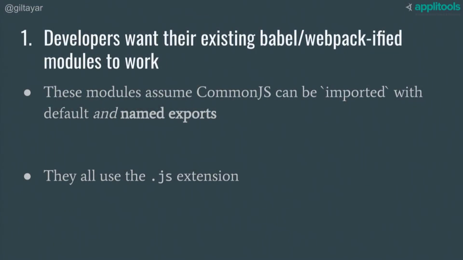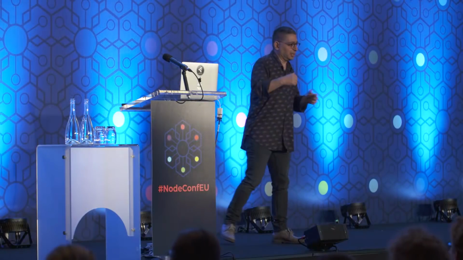Unfortunately, there are three main problems, as I see them. I think other members will see other problems. First of all, developers want their existing Babelified and Webpackified modules to work. They want the JS extension. They want to import transparently CommonJS modules, just like they do today with Babel and Webpack. And if you use John Dalton's amazing library called ESM, then it just works.